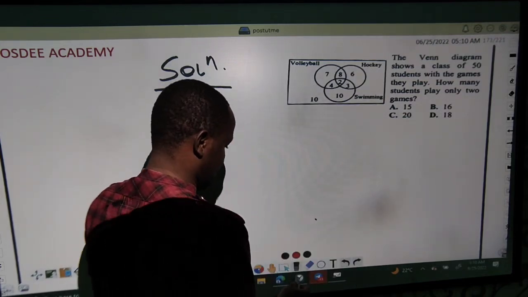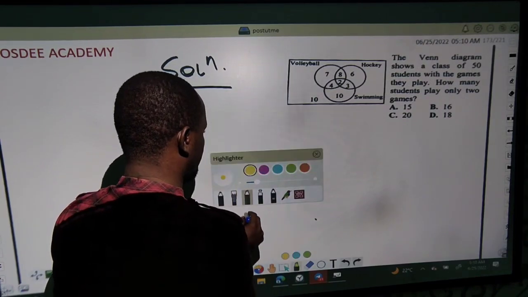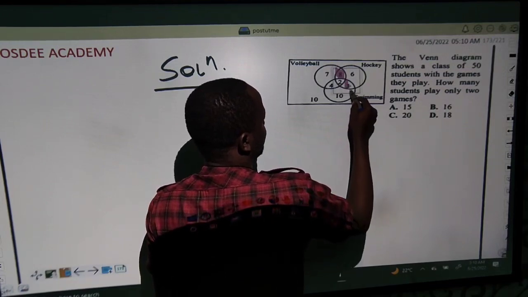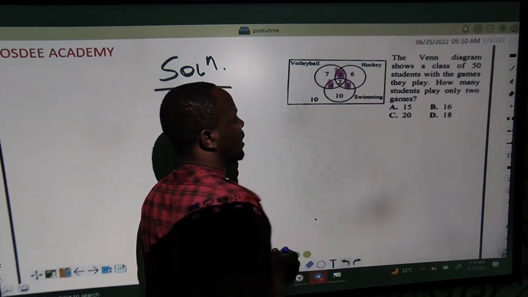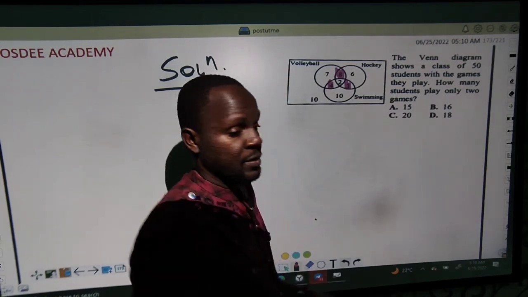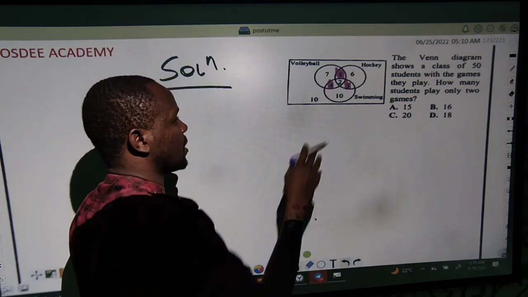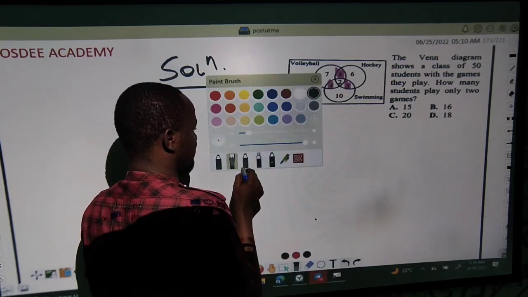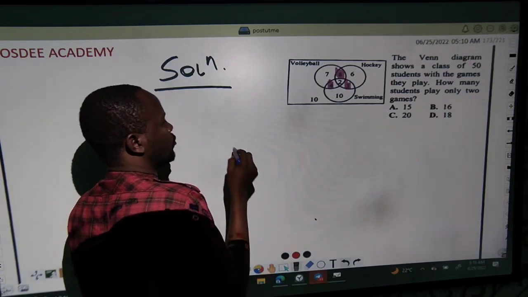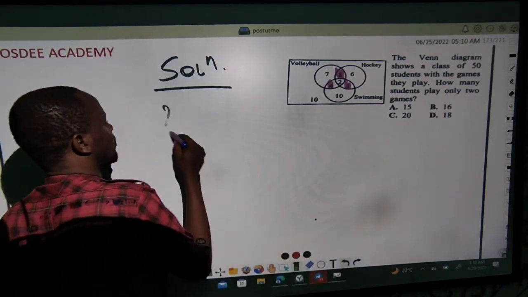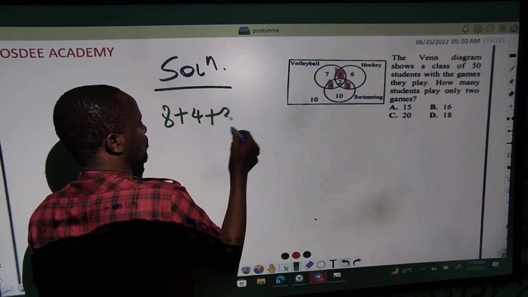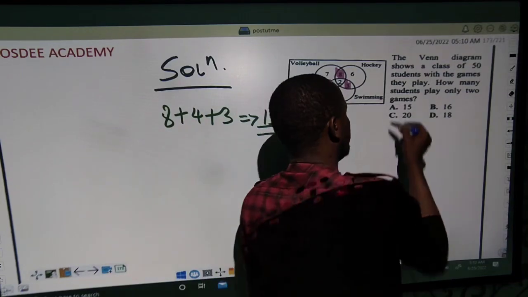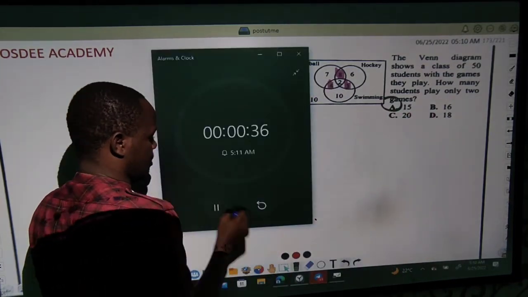Let me just use a highlighter so that we won't wreak havoc. So this one 8, this one 3, this one 4, and that 2 there is not part, because 2 stands for those that play all 3. Just add 8 plus 4 plus 3, and I know everybody can actually do that. 8 plus 4 plus 3 is just what you want to do, and that is 15. Any problems, admin? Alright, so that is that. Let's stop the time right on it.